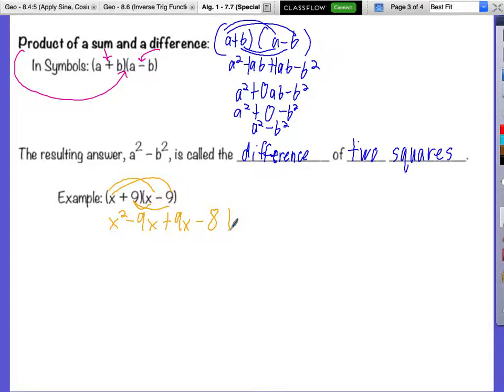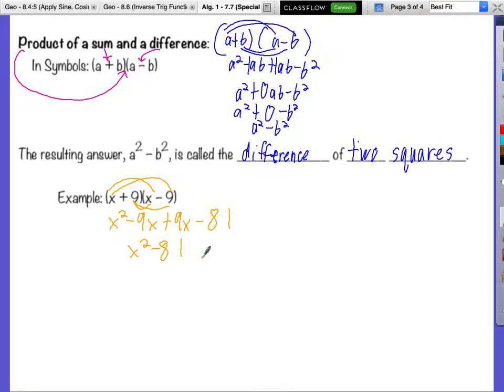What could we look to do here? Combine our like terms, negative 9x and 9x. And what do those become? 0. Negative 9x and positive 9x becomes 0. So we're left with x squared minus 81.